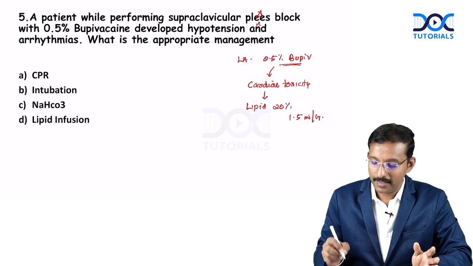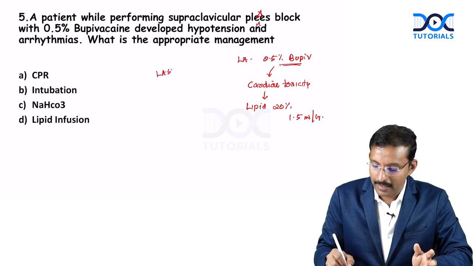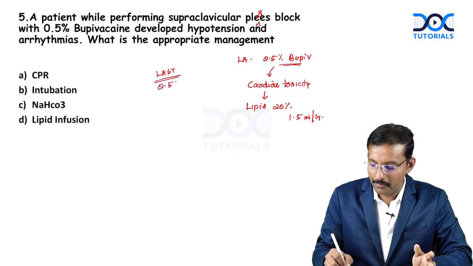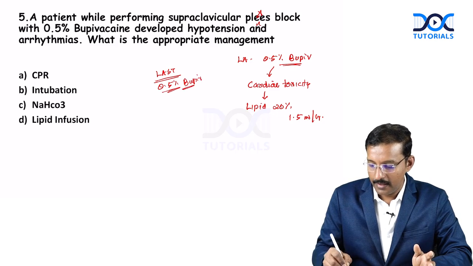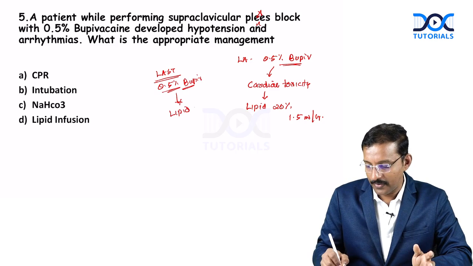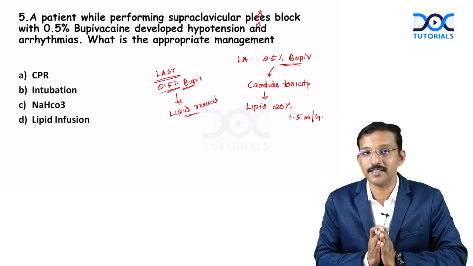The local anesthetic systemic toxicity, known as LAST, is especially described with 0.5% bupivacaine in all these blocks. And what we do with the lipid is called lipid rescue. Lipid rescue. This is also an important question which you have learned.